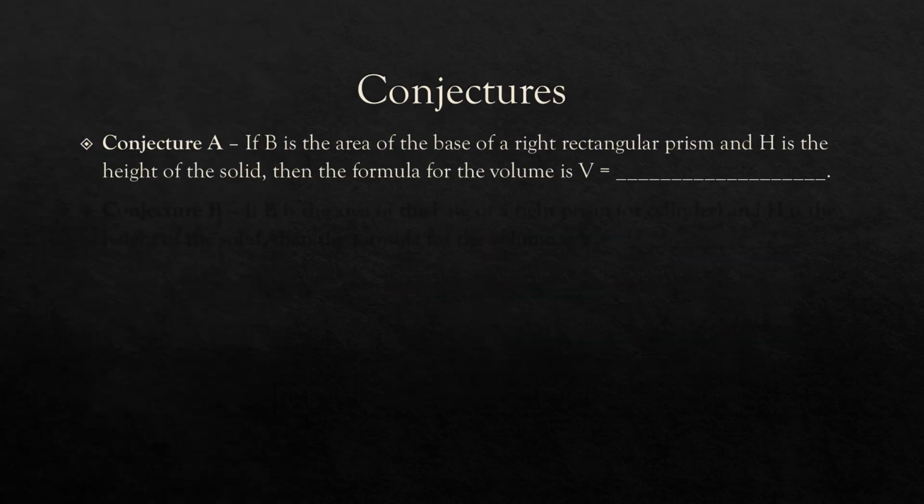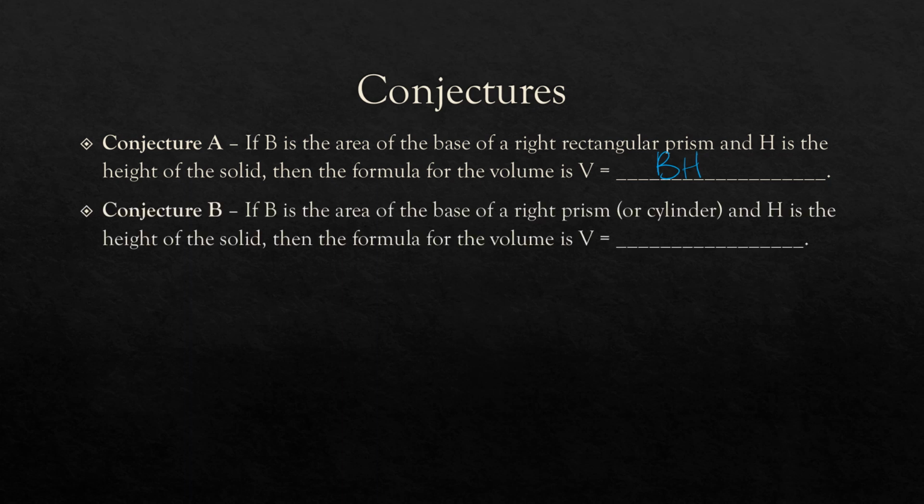First conjecture: if B is the area of the base and H is the height, then our formula for volume was base times height. Then as we got different shaped bases, we still found that B is the area of the base, H is the height, then the formula for the volume is still base times height.